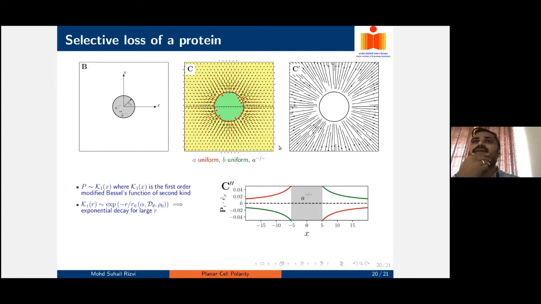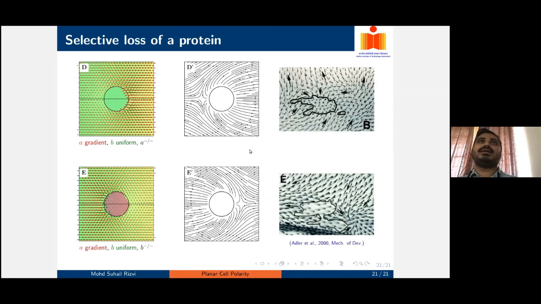And not only this qualitative result, but we can also see how this boundary effect decays with distance. And it turns out that this decays exponentially for very large distances from the boundary of this particular tissue. We also looked at the system even when one of the proteins is expressed in a gradient, and we find that the outcome of this model actually matches with the experiments which are available.